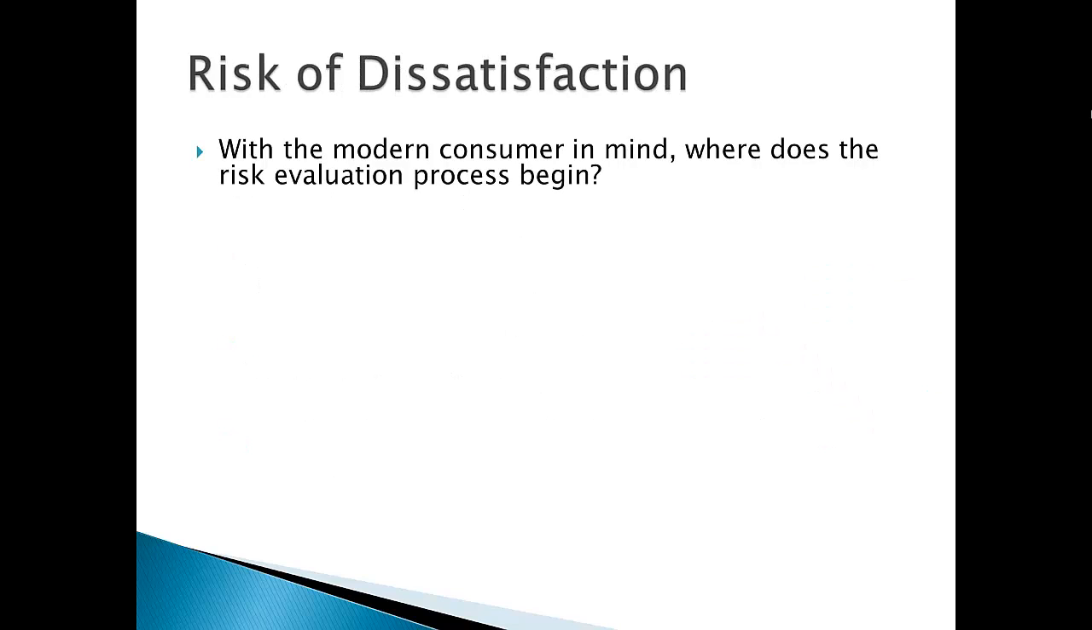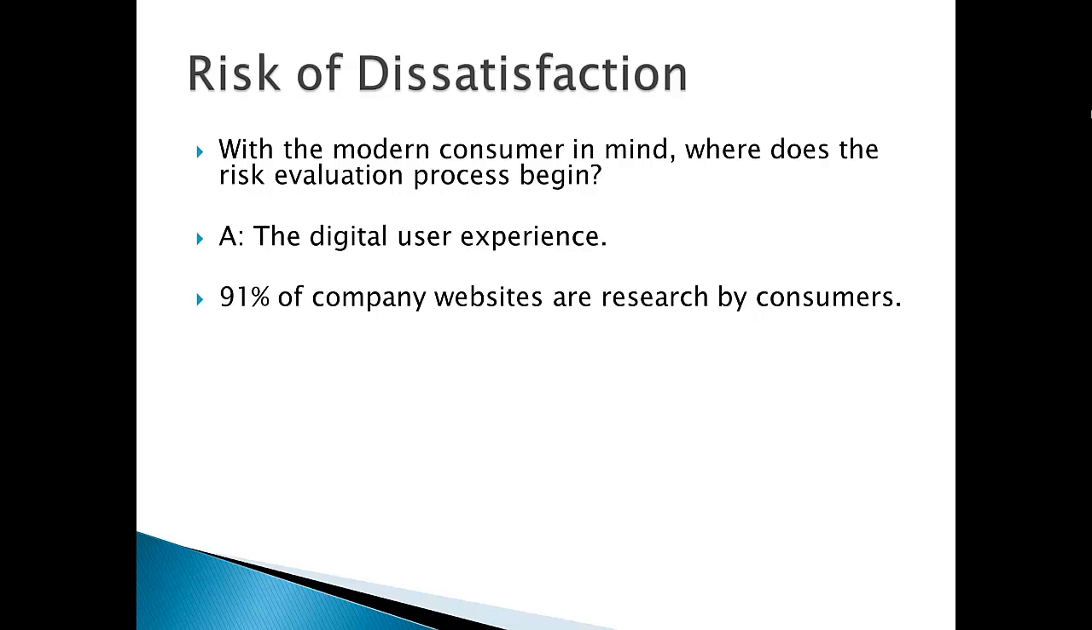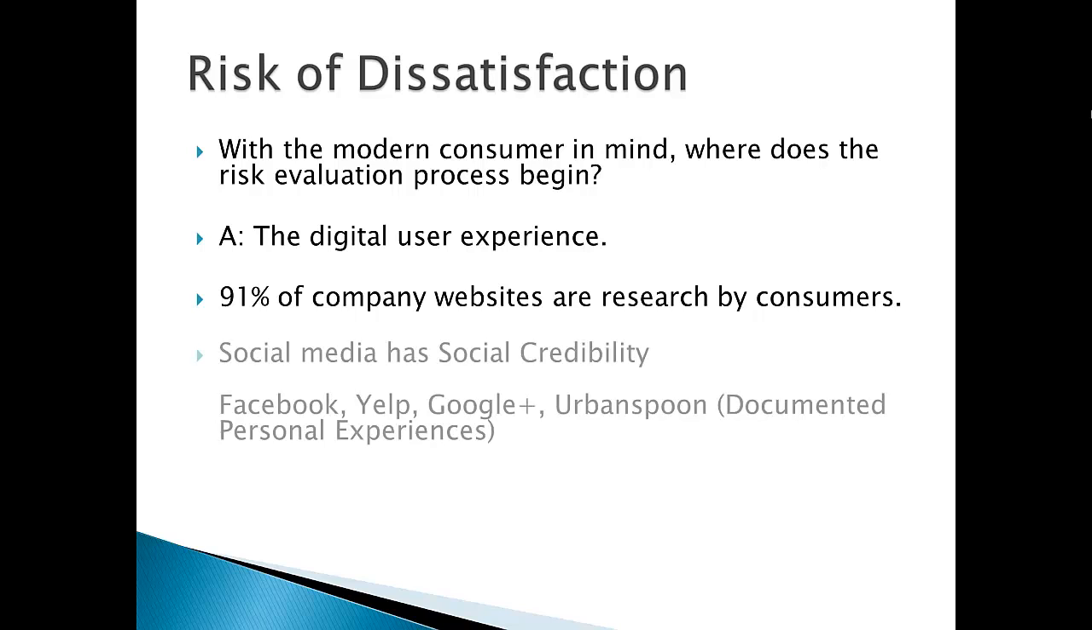So with the modern day consumer in mind, where does the risk evaluation process begin? And the answer is in the digital user experience. 91% of company websites are researched by consumers according to the National Small Business Association. Social media has social credibility. Places like Facebook, Yelp, Google+, Urban Spoon, all these are documented personal experiences, and people love stories, especially bad ones. Let's take a look at the modern consumer risk research cycle.